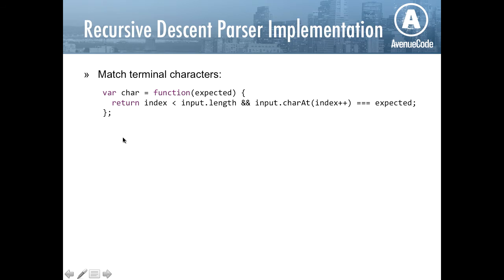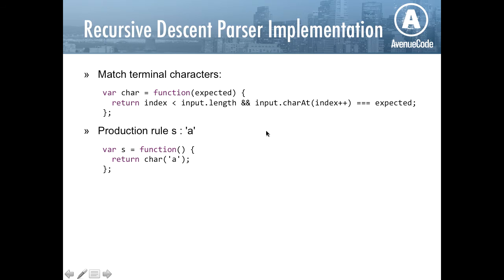We need a last function to match terminal characters, so I'm defining here a char function that receives an expected character as parameter. It tests if it's not past the input and gets the character at the index position of the input and tests if it's equal to the expected value passed by parameter. And we can increment index here after getting the character because we will backtrack anyway. So it's safe to do this, even if we don't match.